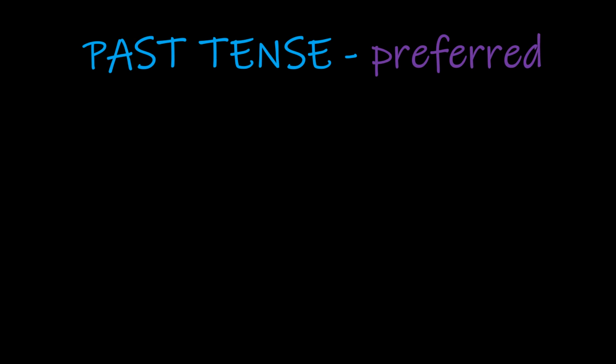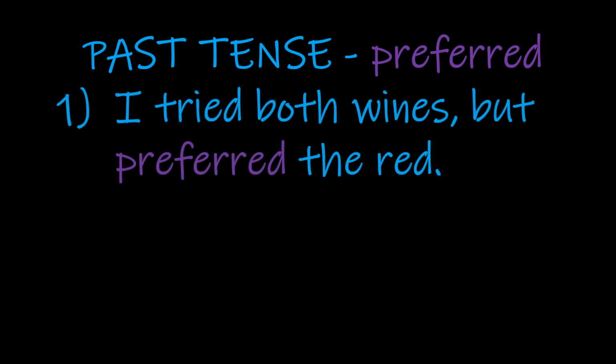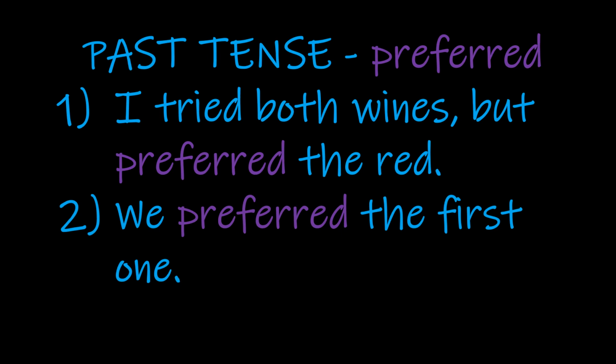So what we're going to do then is we're going to run through a few slides with example sentences to think about using this verb in context. So number 1, I tried both wines but preferred the red. We know it's the past. We tried them in the past. I preferred the red, so it's just simple. There's nothing too complex happening in that sentence. We preferred the first one. So again, it's in the past. There's no special thing happening with the tenses. It's just something that's finished.